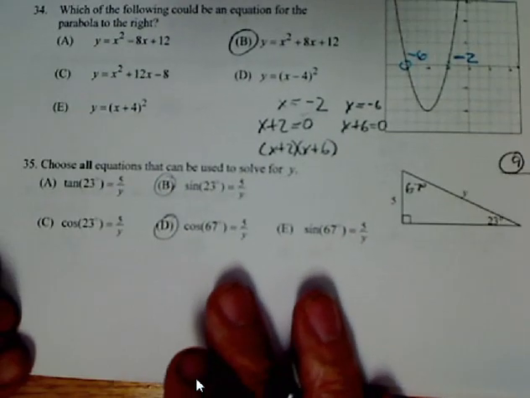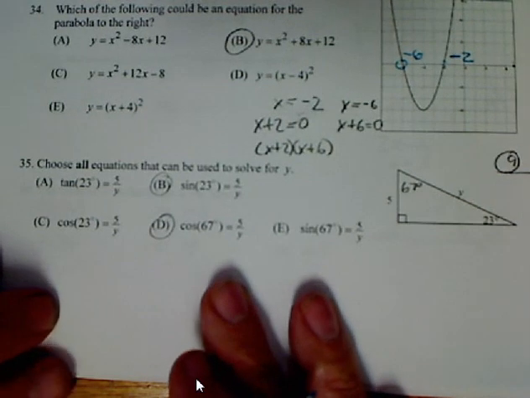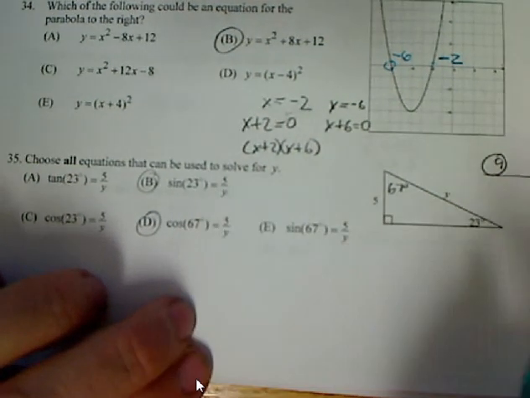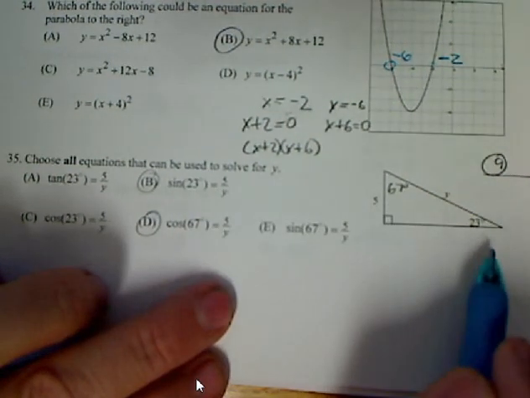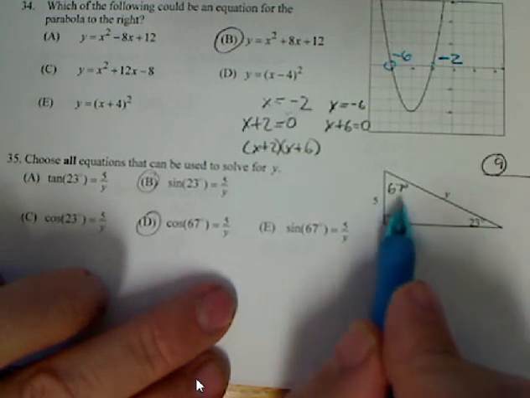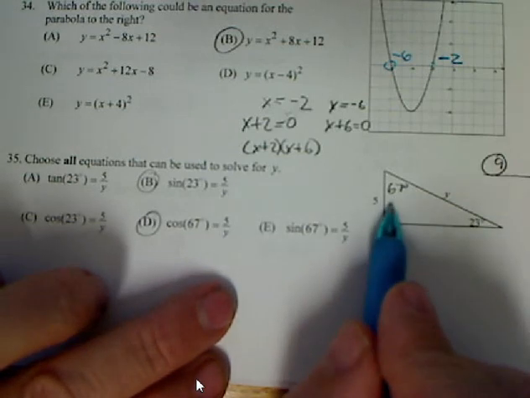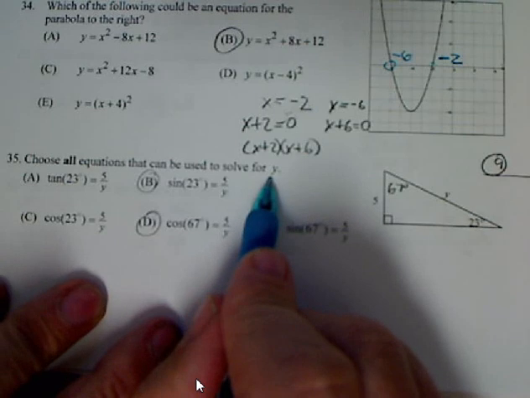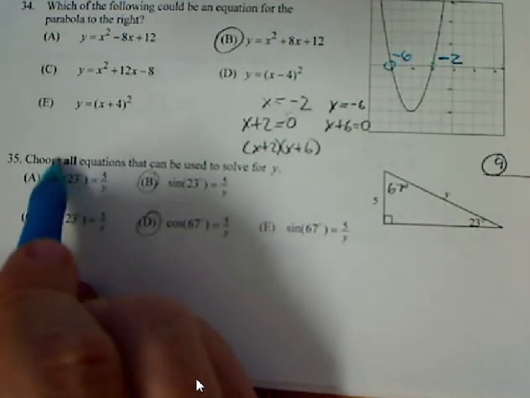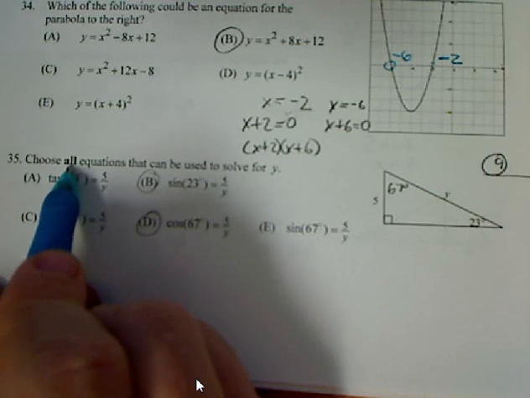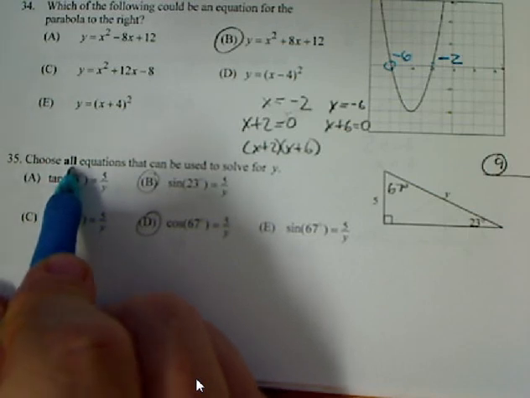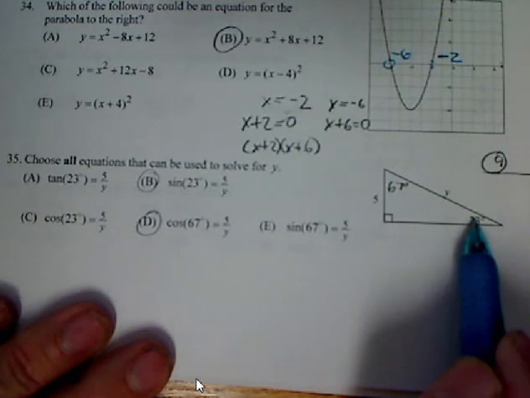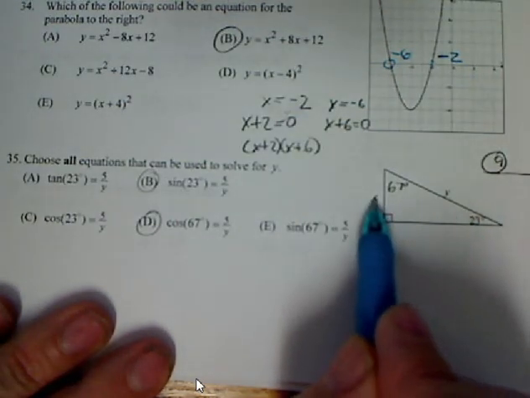Okay, on this one, first thing you want to do: if I have one of the angles, I can figure out the other. So I know that 23 is this angle. This angle has to be 67 because of the sum of the angles in a triangle. We want to know what we can use to solve for y. It says all equations. Anytime you see the word all, look for two answers. It could be only one, it could be three, but almost always it's two answers. So that's kind of your hint. Look for two answers.